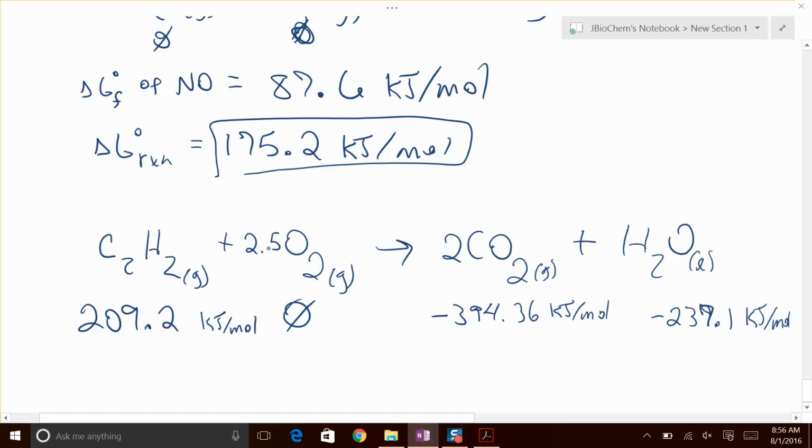2.5. Now it's a balanced chemical equation, except I can't keep the half. So I multiply everything by 2 to get rid of the half. 5, 4, and 2. And now it's a balanced chemical equation. Okay?